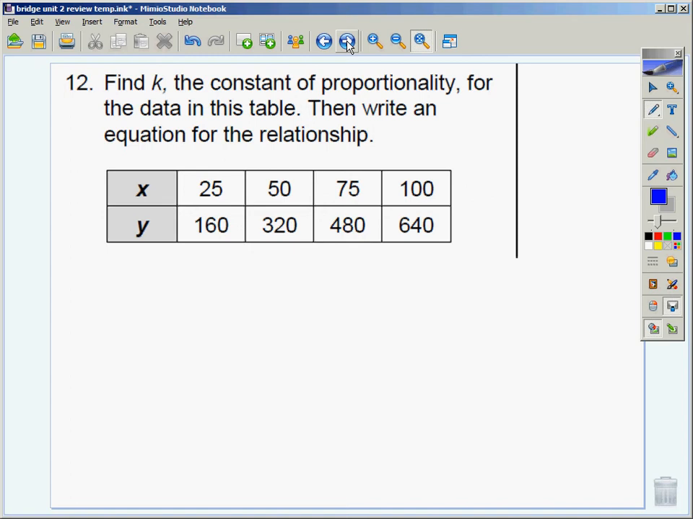Okay. Listen, number 12 asked me to find two things. They asked me to find K, the constant of proportionality. And they asked me to write an equation.